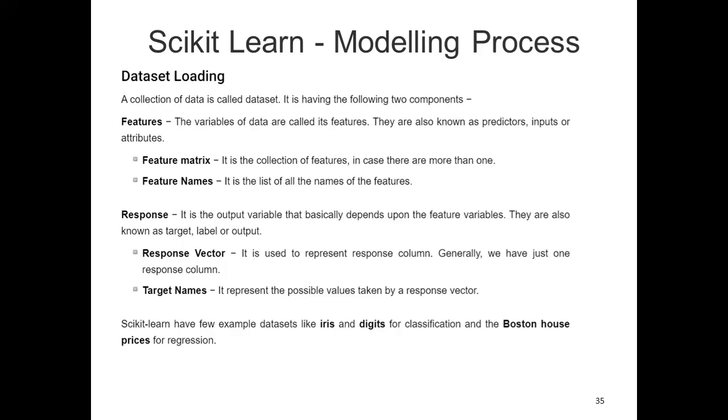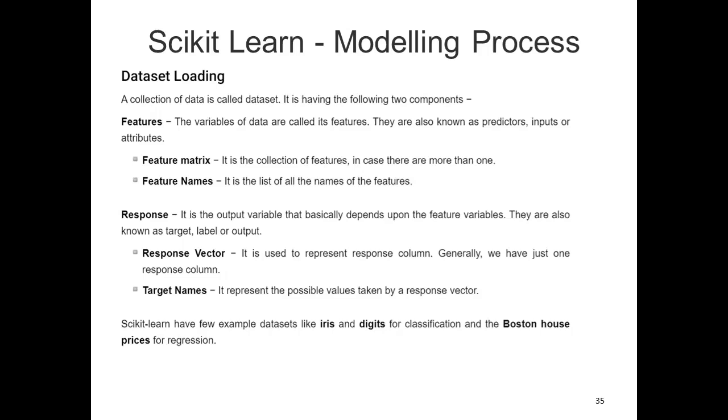When there is more than one collection of features, or more than one field, these are called the feature matrix. The names given to the features are called the feature names. Features are called the inputs, or input variables, and the response is called the output variable.